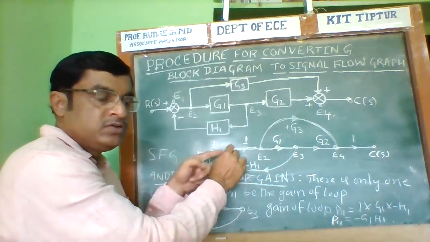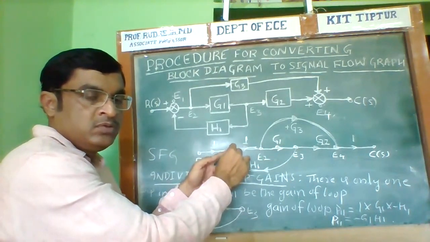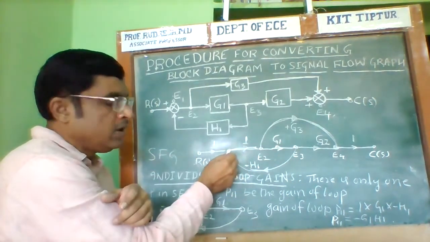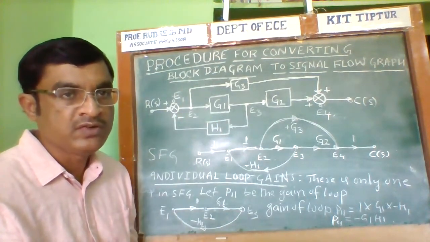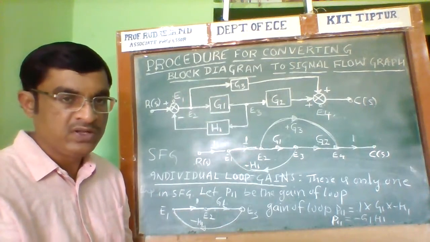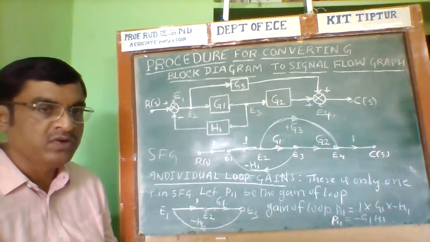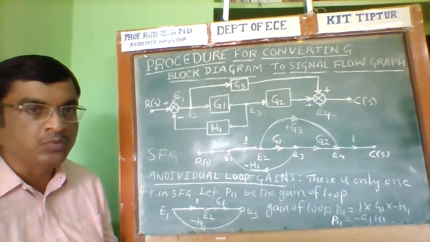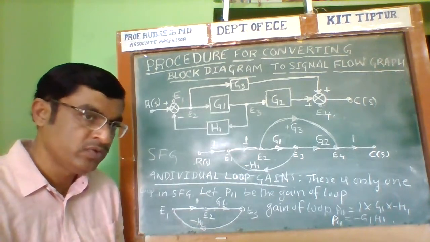A loop is a closed path. After passing through a certain part of this graph, it comes to the same node. The loop starts and ends at the same node. It is a definition. You should remember the definitions of forward path, gain, and loop. These things are written in the notes also.